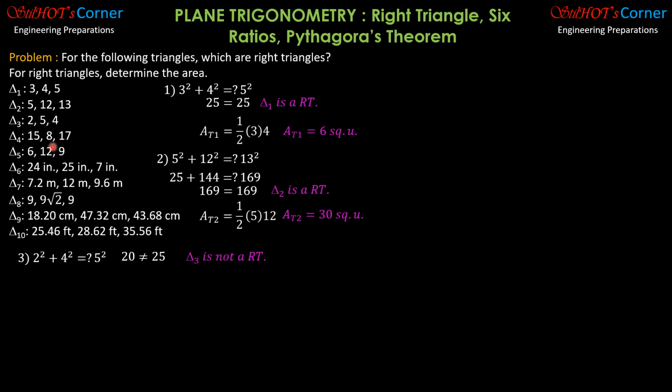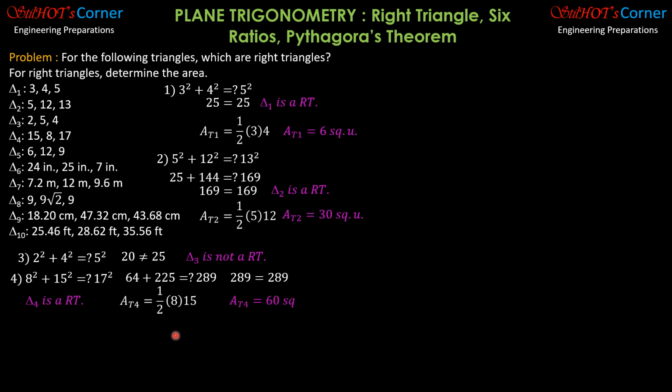Triangle 4, we have 8 squared plus 15 squared. Is it equal to 17 squared? These proportions are proportions of a right triangle. So let's show 64 plus 225 equals 289. 289 equals 289. So triangle 4 is a right triangle, and the area is 1/2 of 8 times 15. So it is equal to 60 square units.